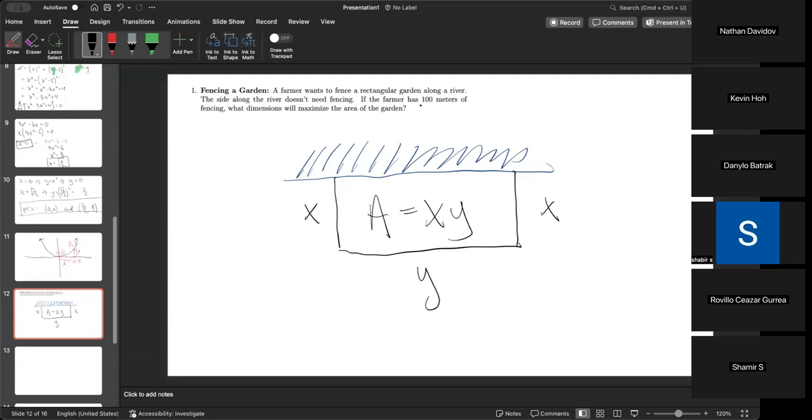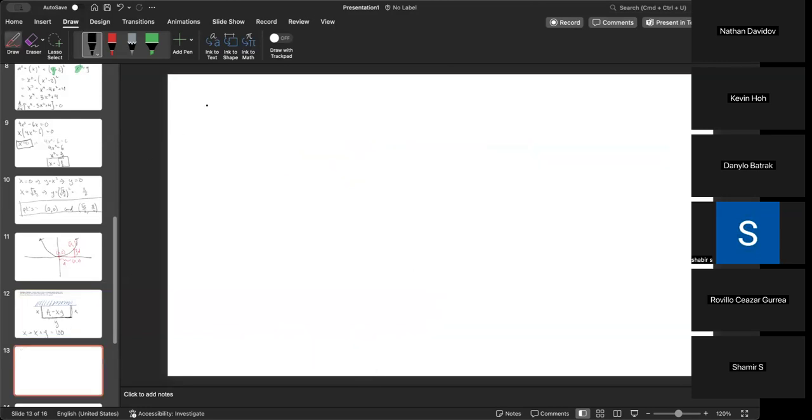And there's an additional constraint. The constraint is he has 100 meters of fencing. So that means that the perimeter, this plus this plus this, is going to be 100. Okay. So that tells me that 2x plus y equals 100. Now I want to maximize x times y. Okay, I want to maximize x times y.